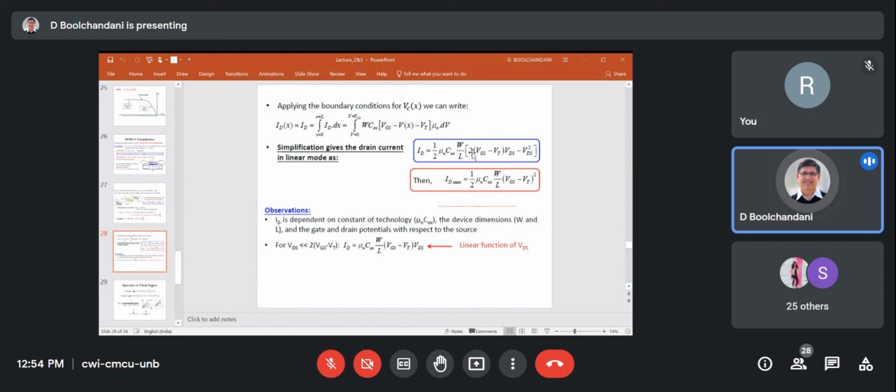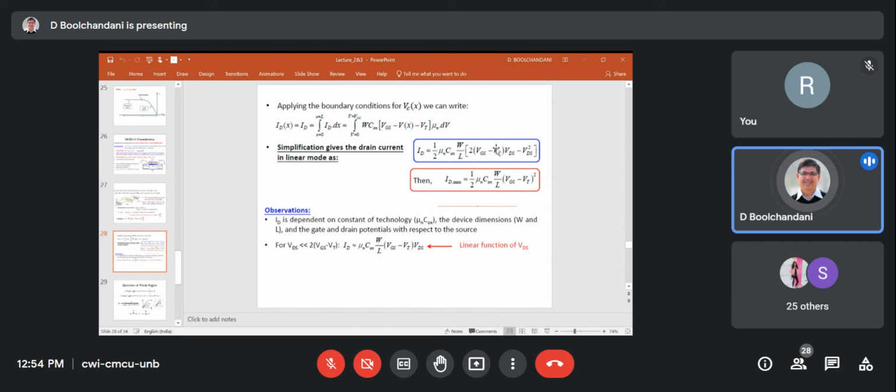So this is the expression for the drain current in the triode region. And when your VDS is equivalent to VGS minus Vt, it gets pinched off and it has a maximum current. And this is the expression for the current in the beyond the pinch off region, or in the saturation.